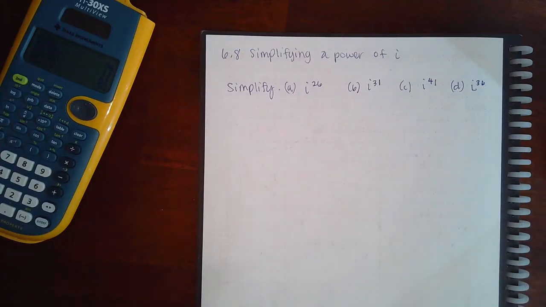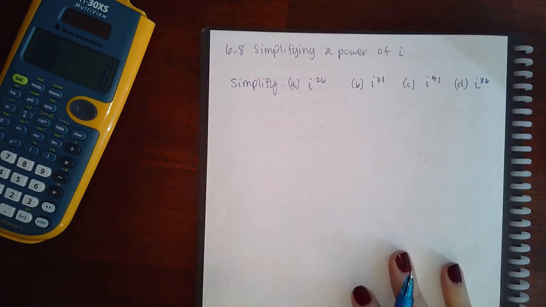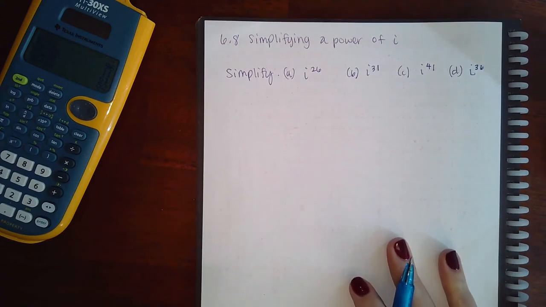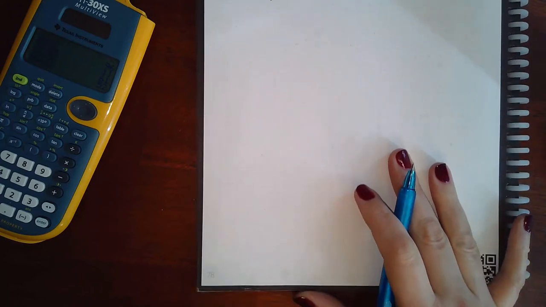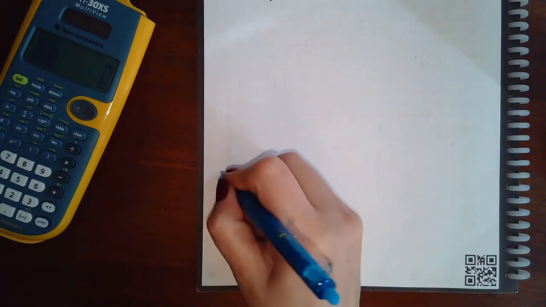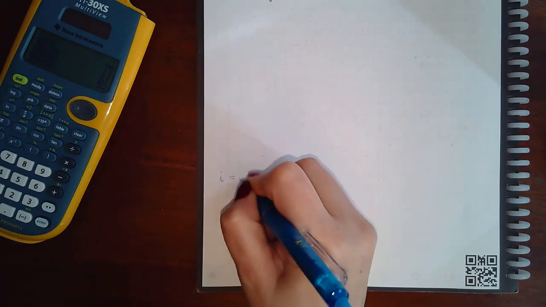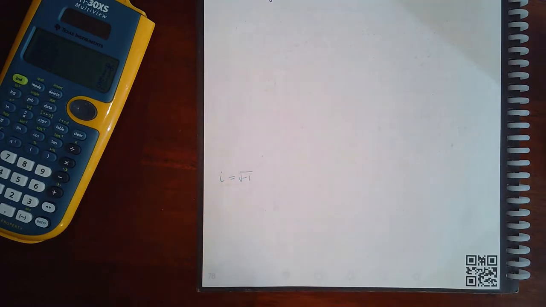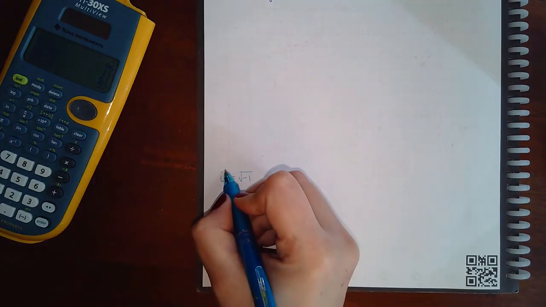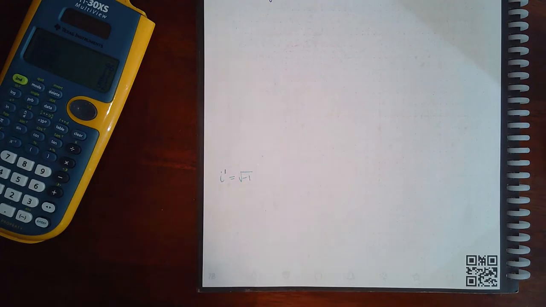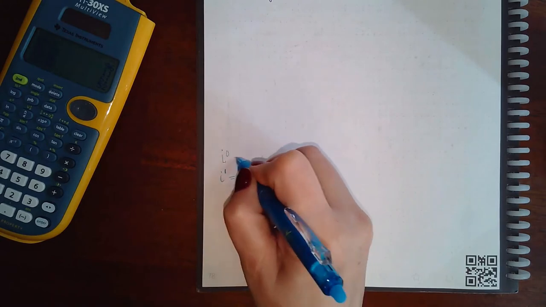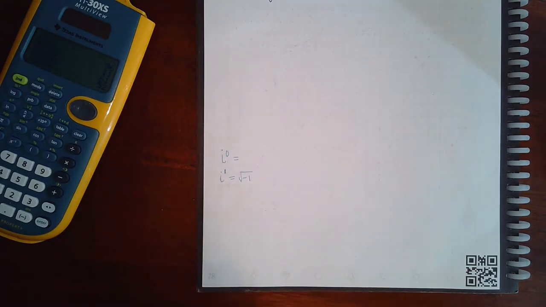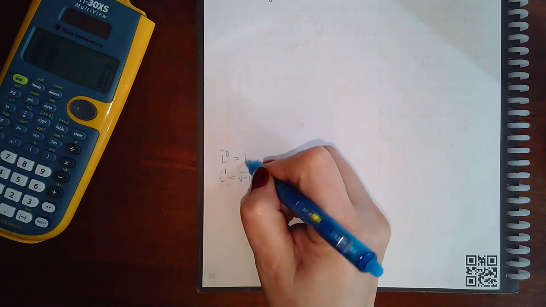Here we have simplifying a power of i. Now before I get into those problems, because they're actually a lot easier than they look, we have to discuss something first. We know that i is the square root of negative 1. That is, i to the first power is the square root of negative 1. I know that anything to the power 0, and I do mean anything to the power 0, is positive 1.